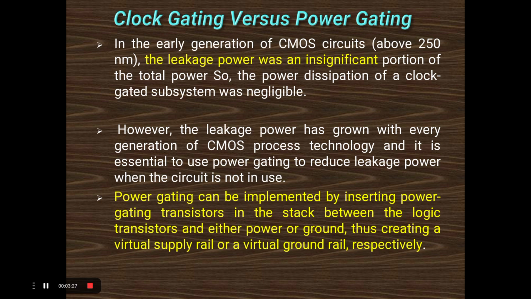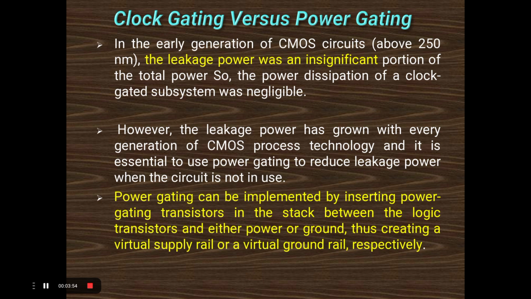So let us see here. In the previous generations of CMOS circuits, at about the 250 nanometer range, the leakage power is insignificant. That is a very important point, so I have highlighted that key point. At that time we didn't have to bother about the leakage power, because it is very negligible compared to the dynamic power dissipation as well as the total power dissipation. That's why we didn't have to think about it.